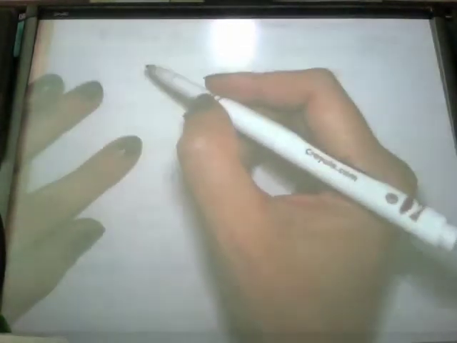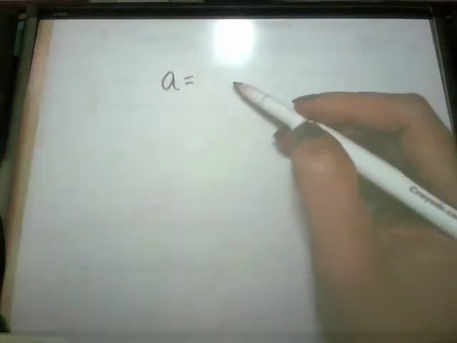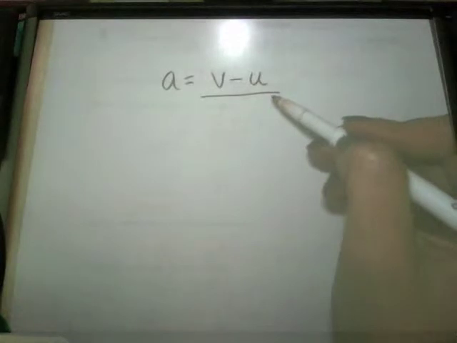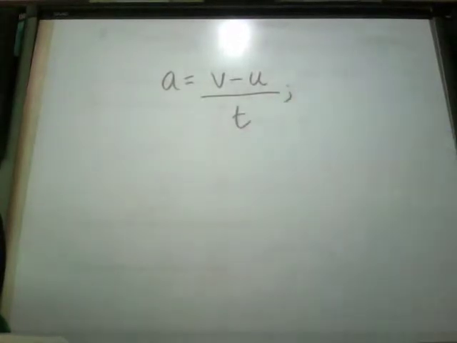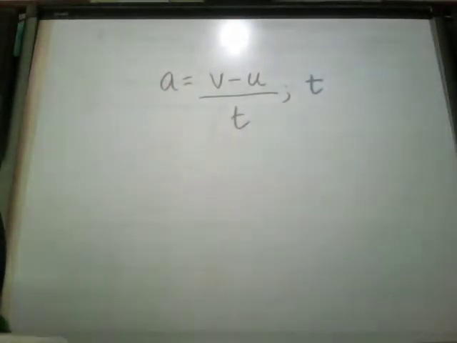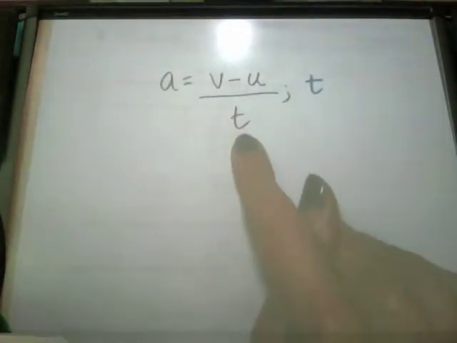Okay, let's say a equals v minus u divided by t, and we're going to get the t by itself. The t is the one we want to get by itself. This one's even slightly different, because this is a binomial divided by t.